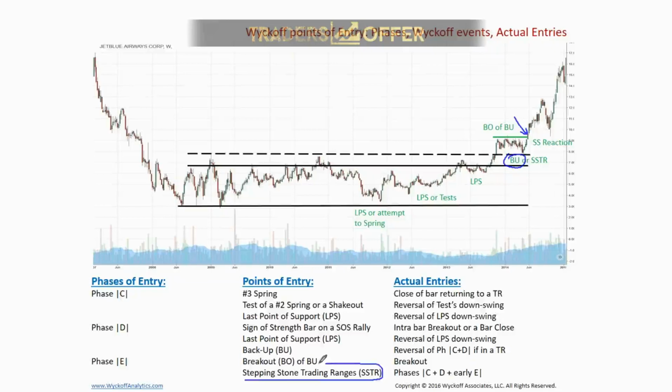And some kind of stepping stone trading ranges, so something like even this acts as a stepping stone, so phase C, D would be the ones that we would be looking for.